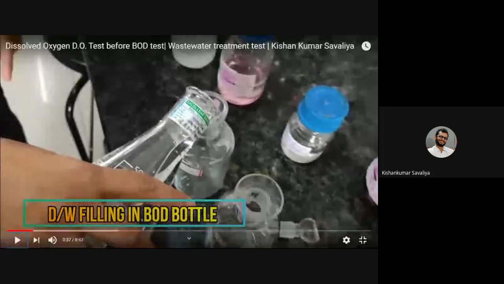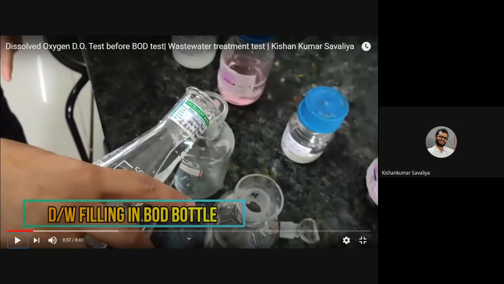So right now we are filling the BOD bottle. The BOD bottle is used for performing the test of BOD, biological oxygen demand, for wastewater treatment or wastewater. Right now we are filling the distilled water, which is the blank.